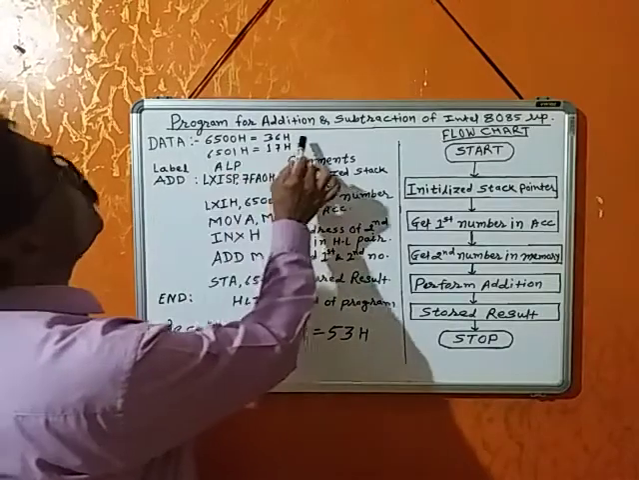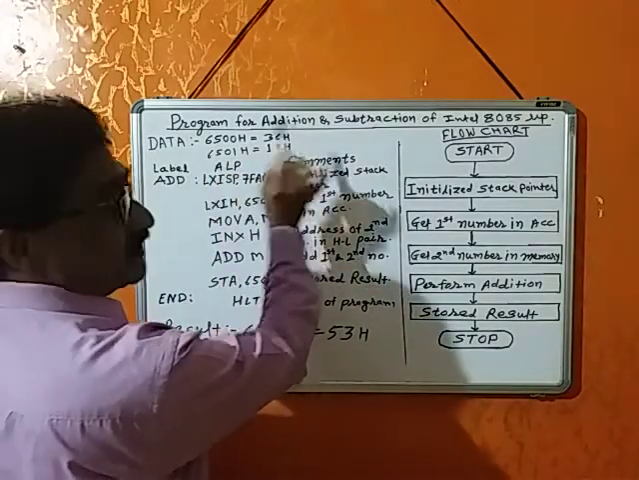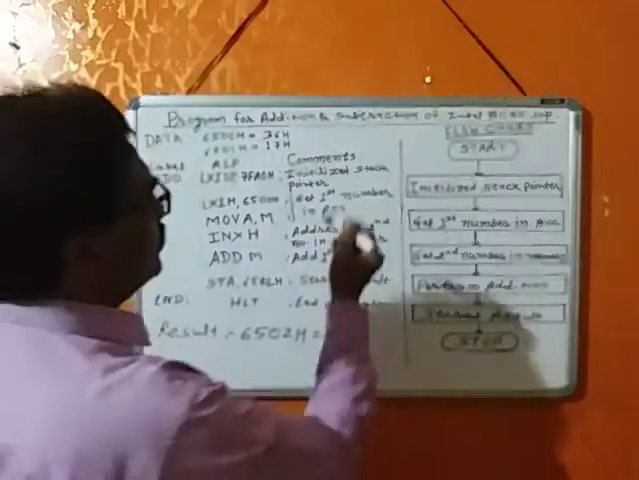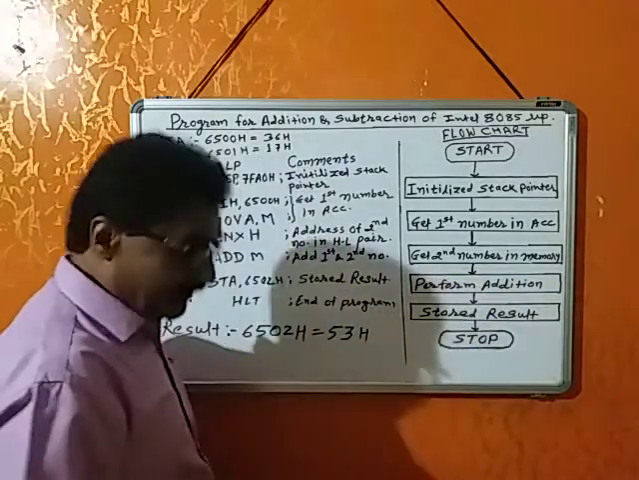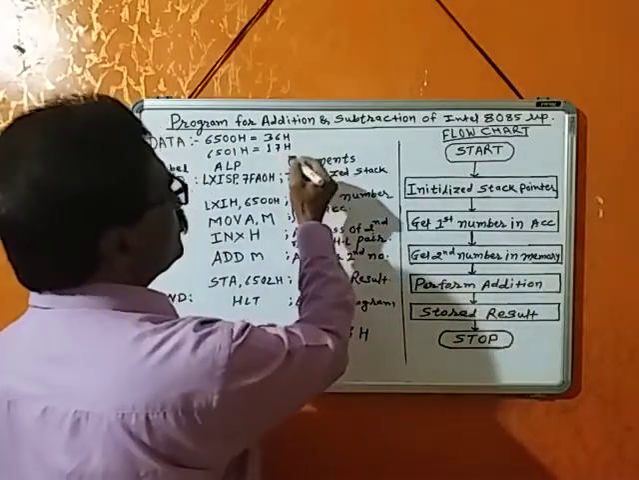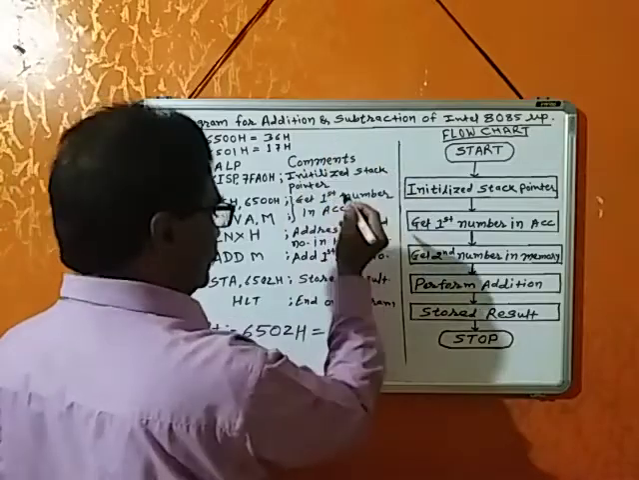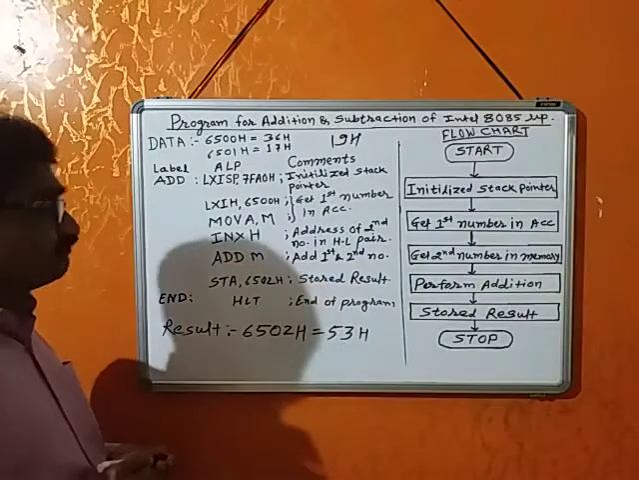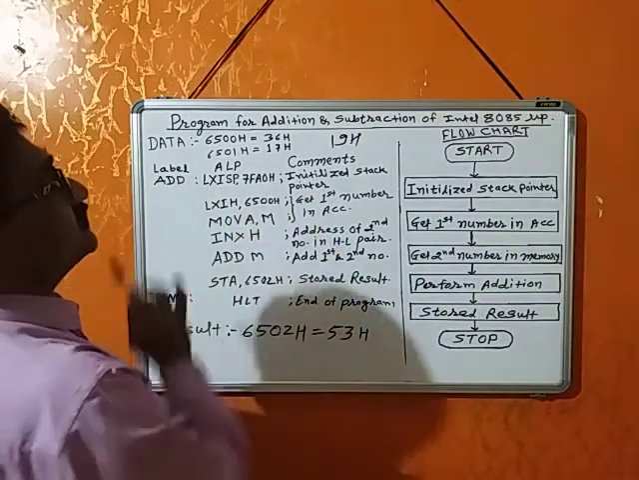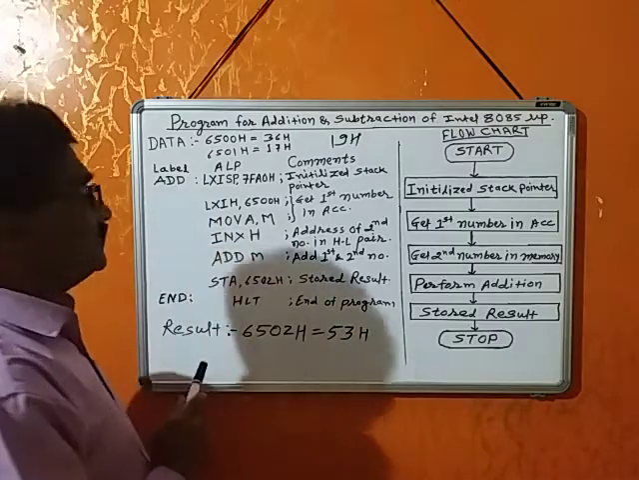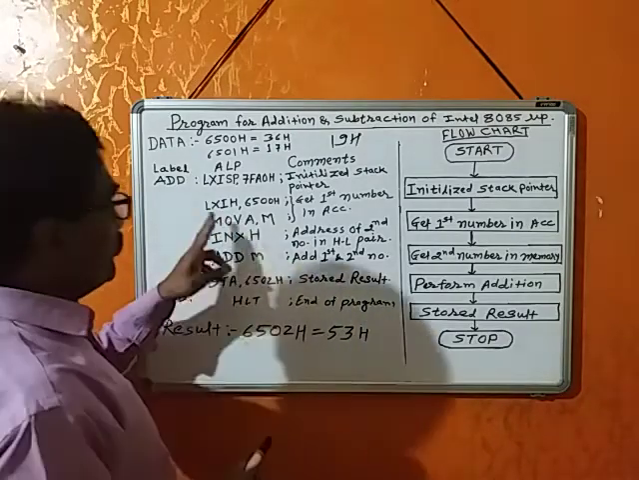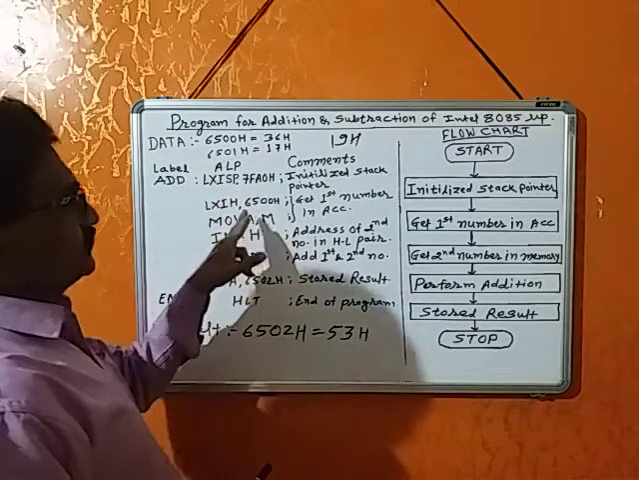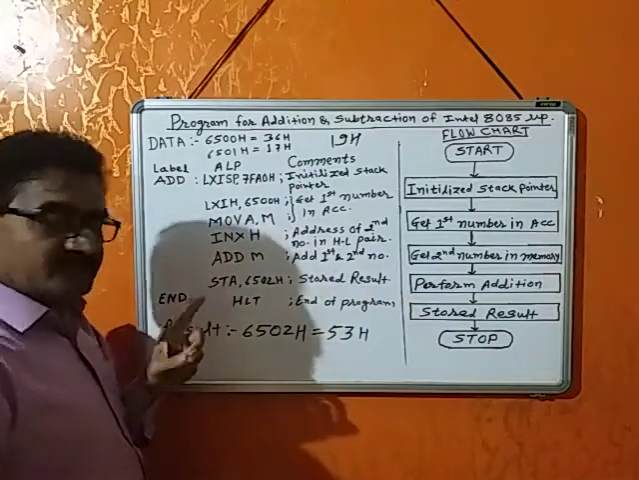We also take these two numbers again, 6500H, where the first number is stored, and in 6501H the second number is stored. After subtracting these two numbers, we get the result 19H. Then again initialize the stack pointer at memory location 7F18H. Then load the HL pair, or initialize the HL pair, with the memory location 6500H, where the first number is stored.